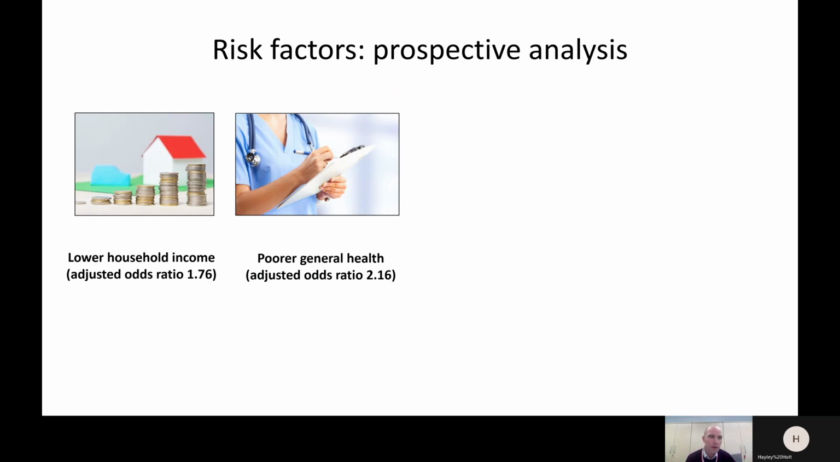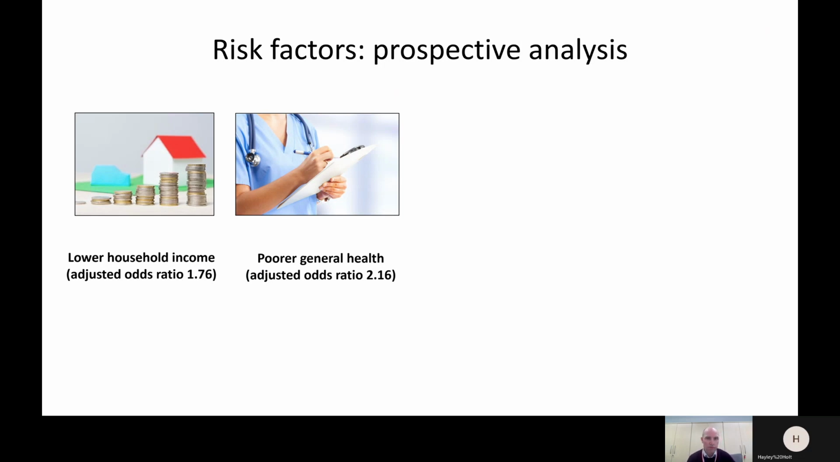What we've managed to show here is that our original finding in the cross-sectional analysis relating lower household income to increased risk of COVID-19 holds in the prospective analysis. So this does appear to be a real association. Moreover, the association with poorer general health also holds. So those who report poorer general health seem to be at increased risk of COVID-19.